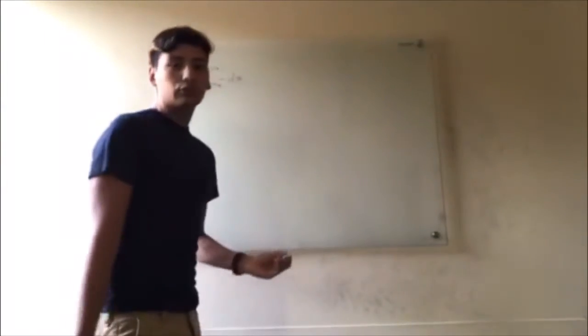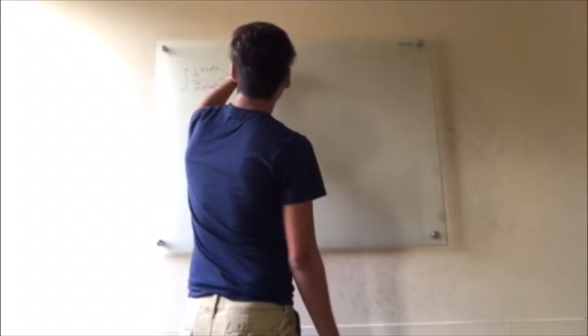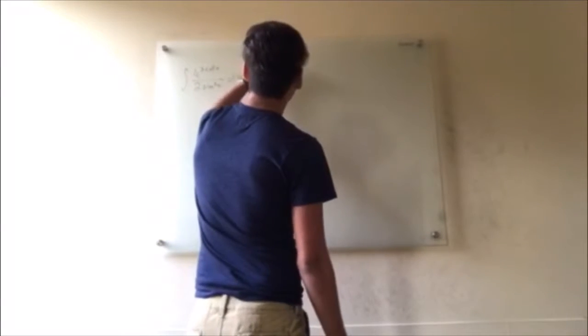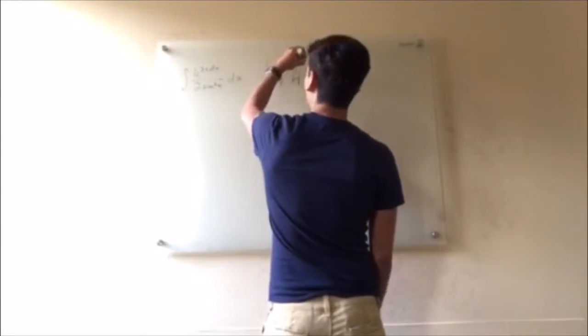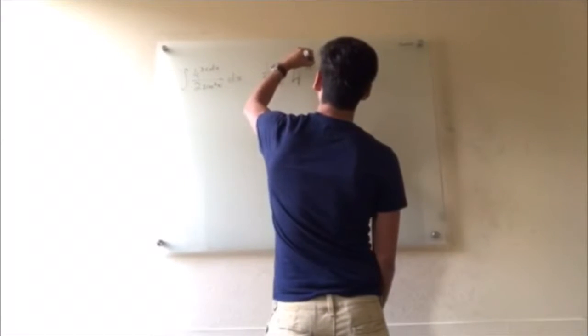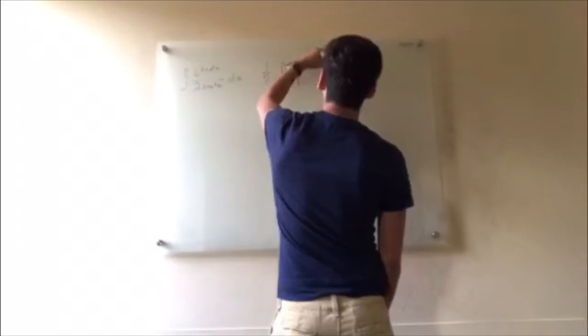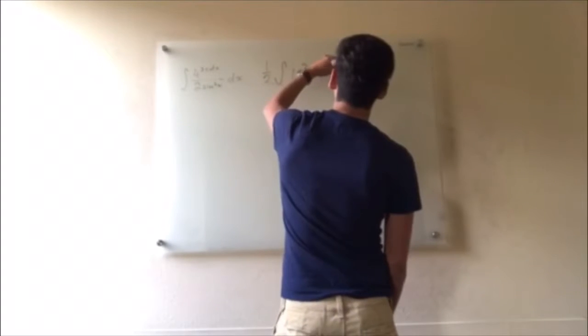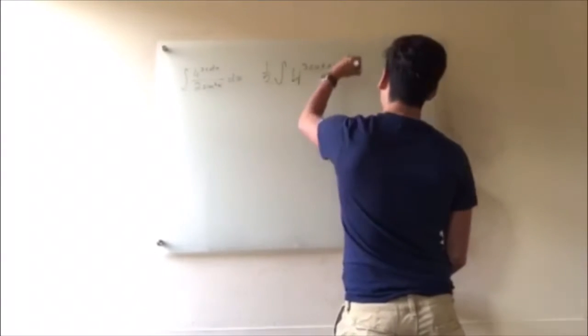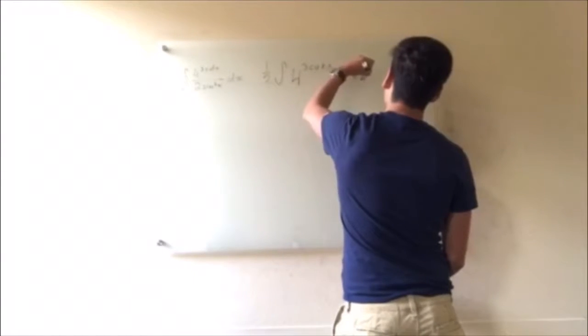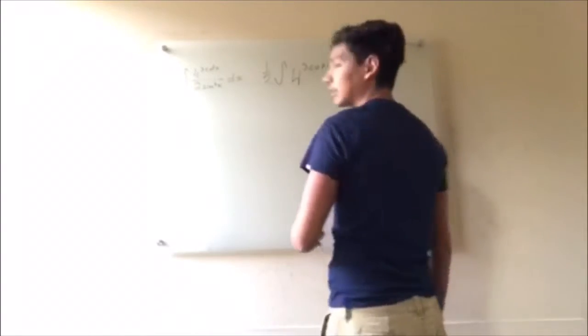So since there's no quotient rule, we changed it to a product rule, and it gave us 1/2 antiderivative of 4/3 cotangent of x cosecant squared of x dx. And that is our first step in this.